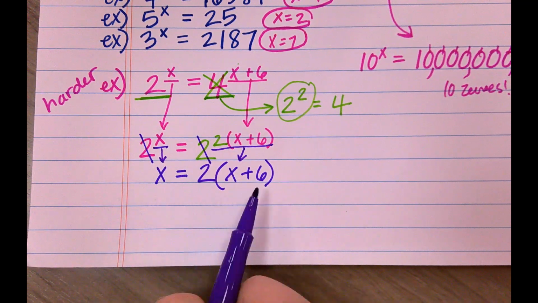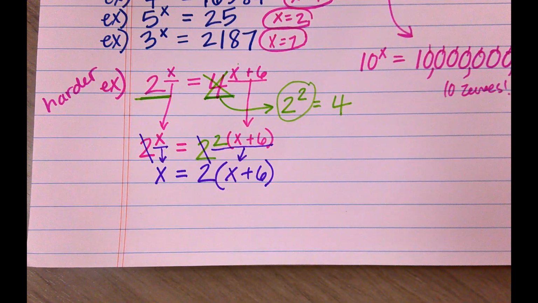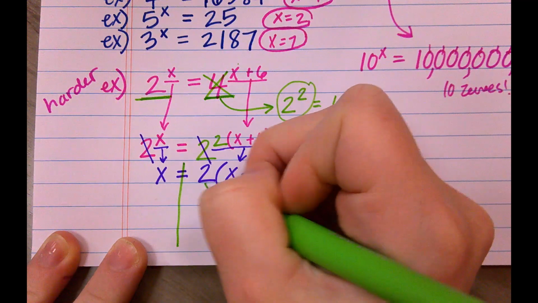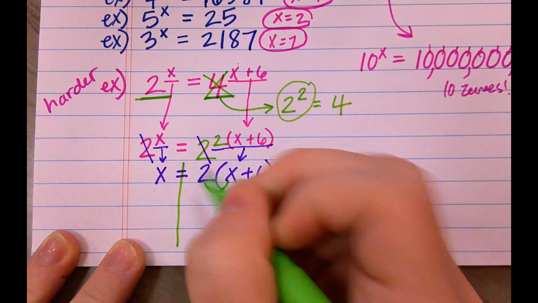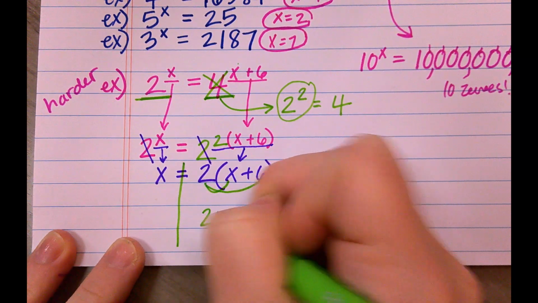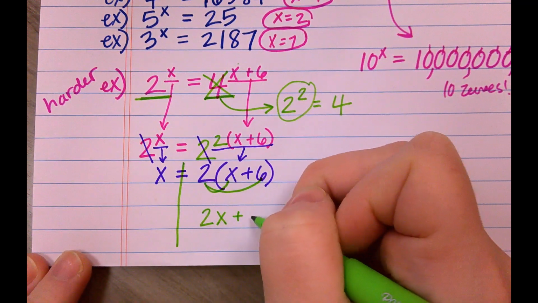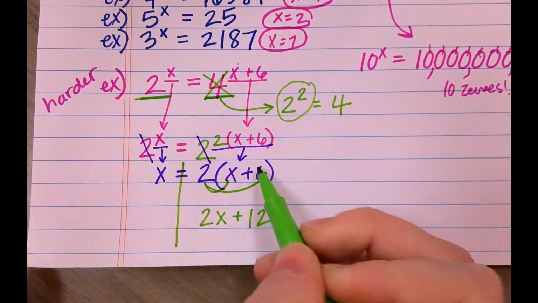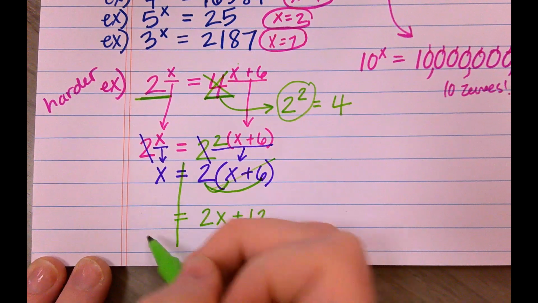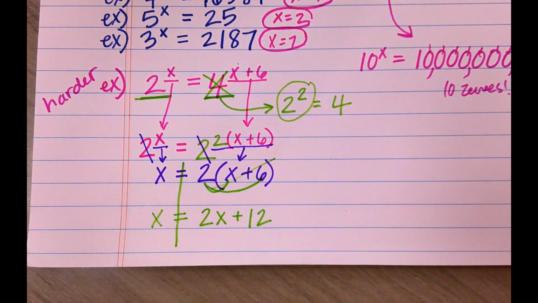And now, what do we have here? We have an equation. Now we gotta solve it. So here's where we can distribute 2 times x and 2 times 6. 2 times x is 2x. Plus 2 times 6 is, you said, 12. Bring down equals, bring down x. Perfect.